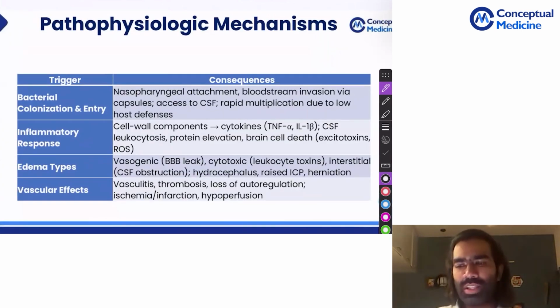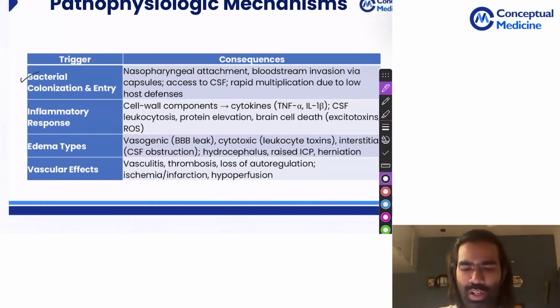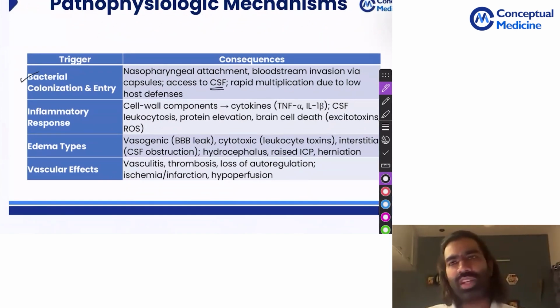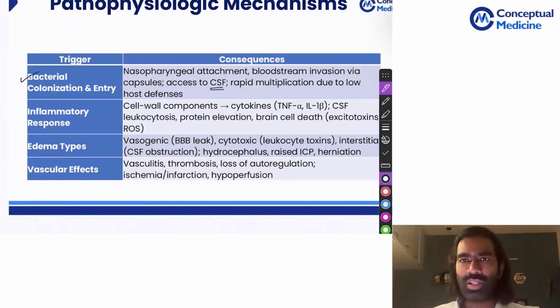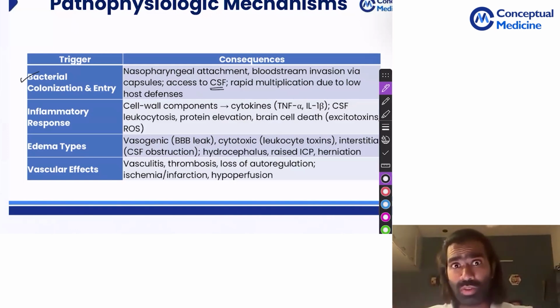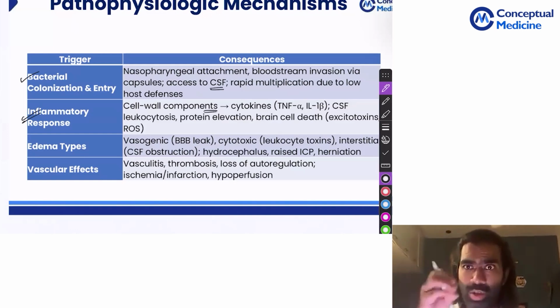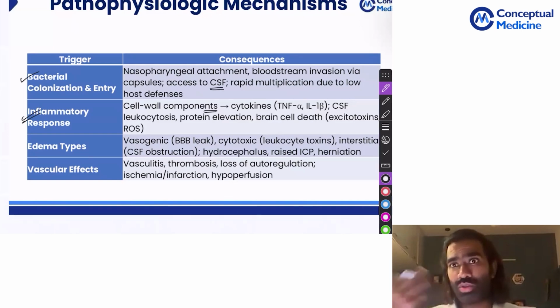And what about the pathophysiological mechanisms? First, it's going to be the bacterial colonization and entry. Once it enters the CSF, there's no immunity within the CSF because CSF per se doesn't have that many cells. The normal cell count will be less than 5. And of course, protein is very low. So there is not much immune response from the CSF. So then you are going to get the inflammatory response. Once the bacteria release cell wall components, more and more inflammatory cells are recruited in that area, and that will produce so many cytokines.